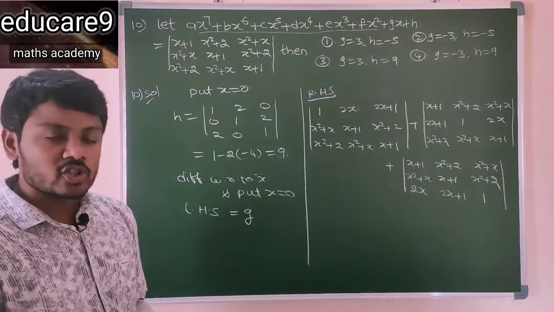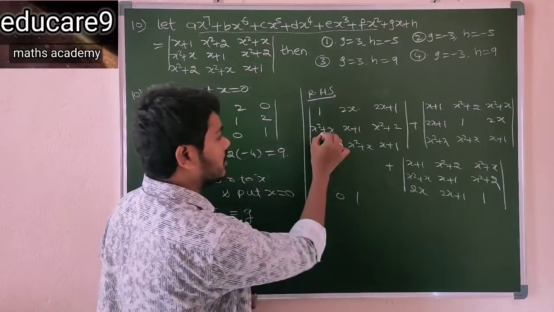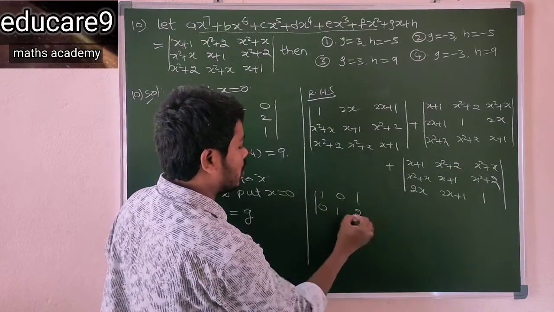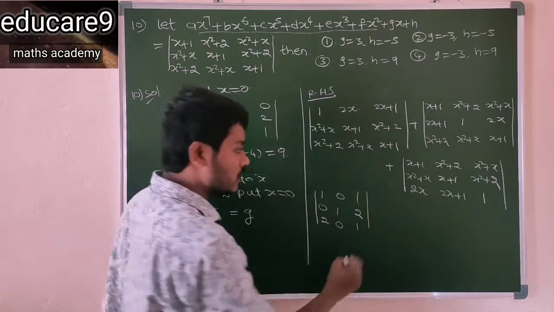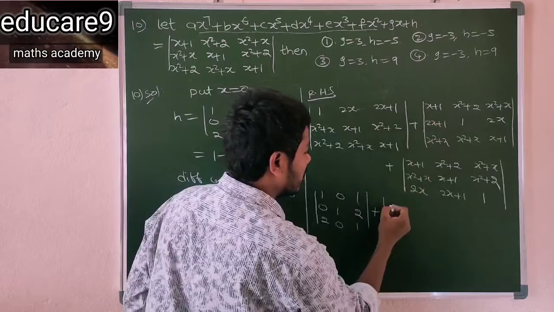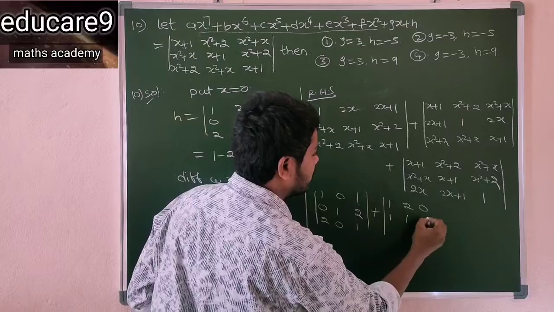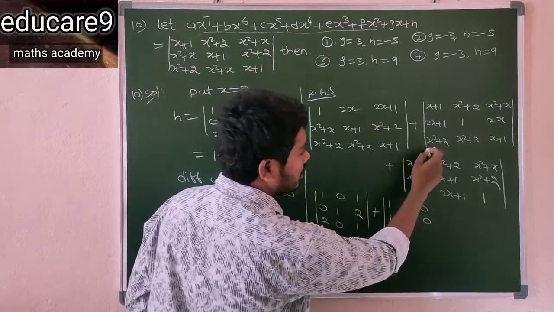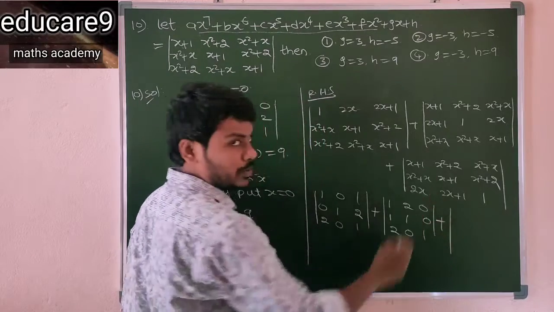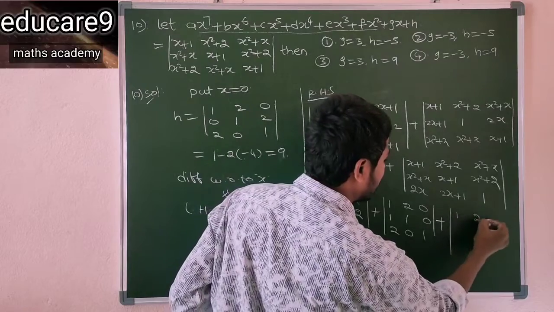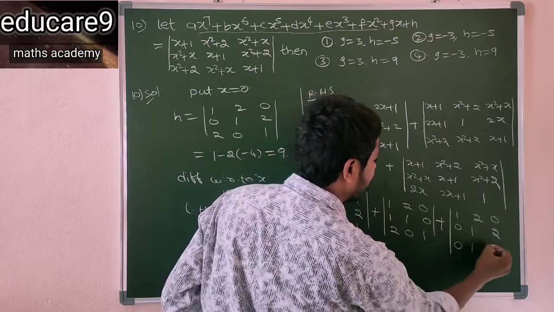Now put x equal to 0. So what do you get? 1 0 1. This is 0 1 2. Next 1 2 0. So plus this one 1 2 0. Next 1 1 0. Next 1, this is 2 0 1. Plus here also put x equal to 0. What do you get? 1 2 0. Next 0 1 2. Next 0 1 1.